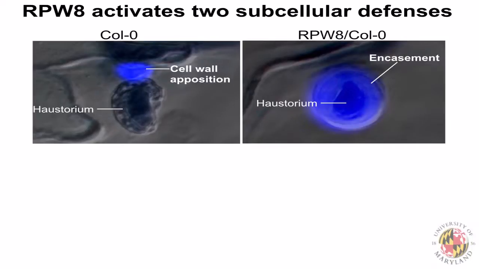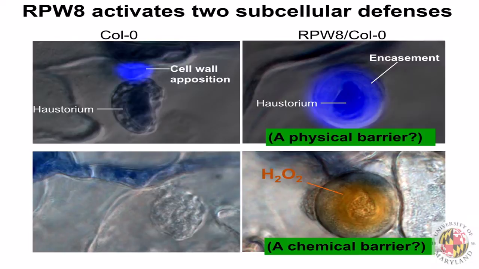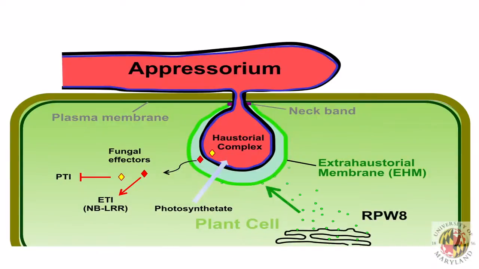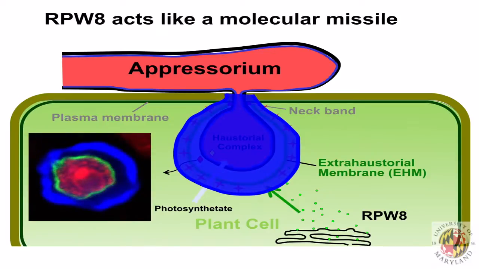Further studies show that RPW8 somehow enhances the formation of a callose-enriched cell wall-like structure encasing the haustorium and triggers production and accumulation of hydrogen peroxide, H2O2, in the interface. These defenses are highly haustorium-targeted. Thus, in terms of defense action, RPW8 functions like a molecular missile. This finding also explains well why RPW8 confers broad-spectrum resistance to powdery mildew. Simply because the RPW8 missile targets the feeding structure of all powdery mildew pathogens.